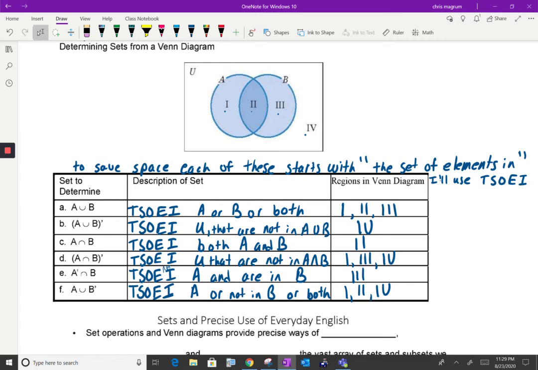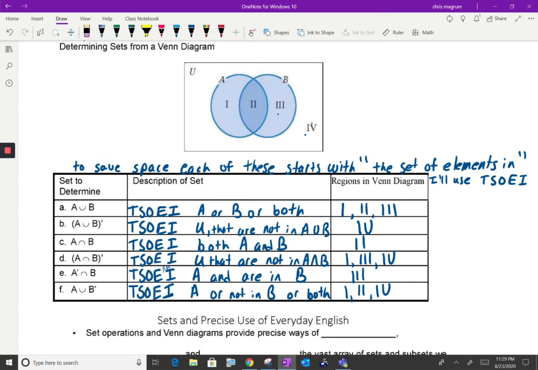To save myself a lot of time in writing, basically all of these except for letter E start the same way. So I said to save space, each of these starts with the set of elements in, and then instead of writing that out each time, it was the set of elements in, and whatever. So in this case, we had A or B. So what's in A or B? That would be A or B is all of this. 1, 2, and 3. Okay. What's not in A or B? So what's not there? 4.